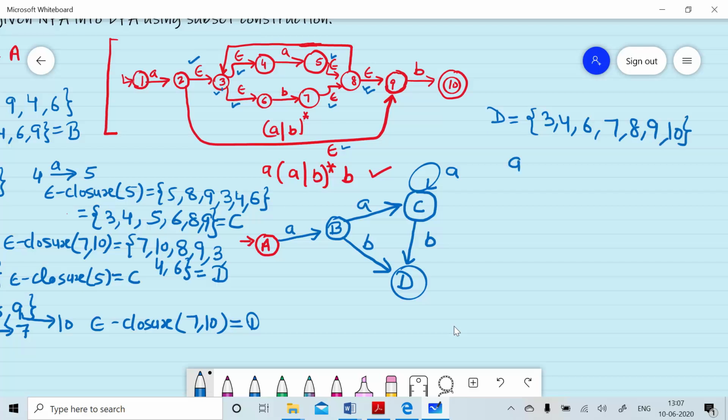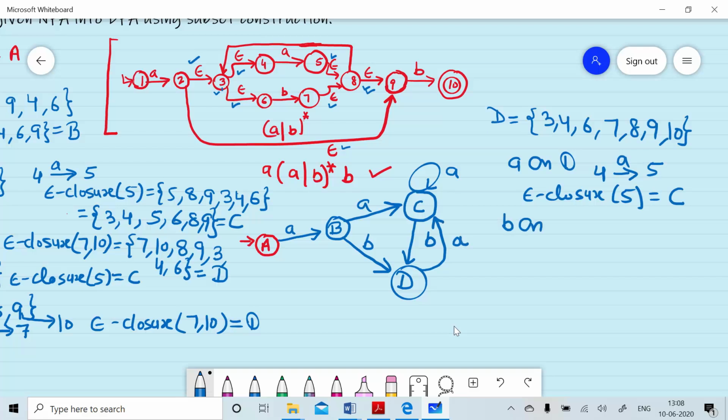We will read A on D. So on 4, we are reading A and moving to state number 5. So we will find out sigma closure of 5, and sigma closure of 5 is nothing but C. So on reading of A on D, we are moving to state C.